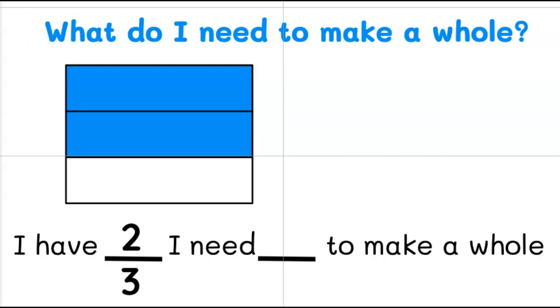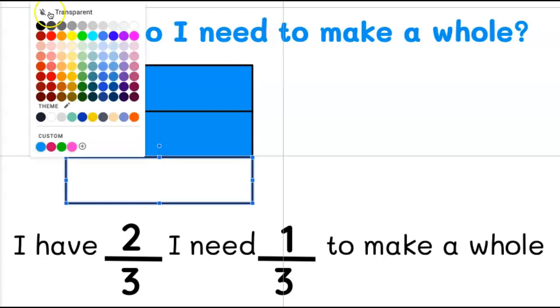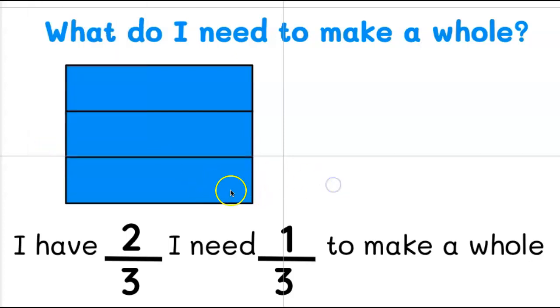All right, next one. I have 2/3, I need blank to make a whole. So if we have 2 of the thirds, pause and think about how many more we need to make the whole. That's right, we just need this last one. So we need 1/3. If we put in 1/3, then we have our whole. We just need to color in one more part, so I put 1 out of 3.